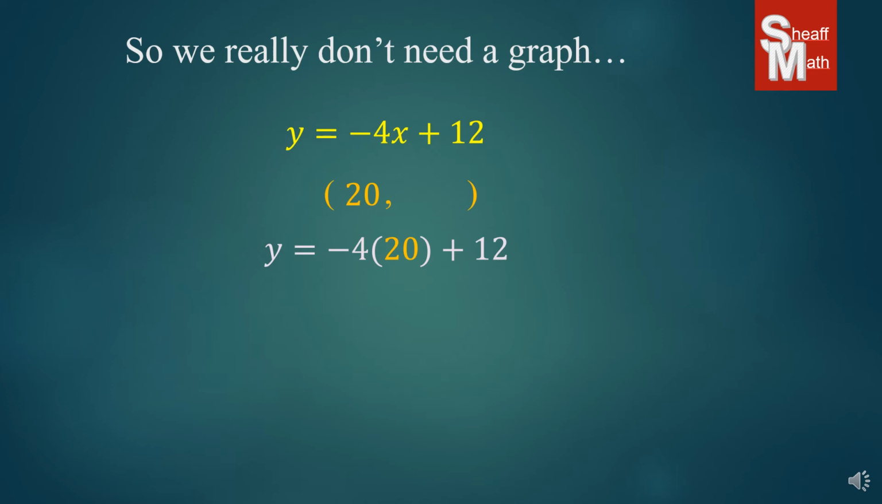I then simplify. Negative 4 times 20 is negative 80, plus 12 makes negative 68. And so my solution is (20, negative 68). At that point on the coordinate plane, my line will go through it.